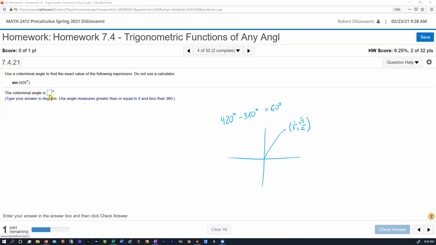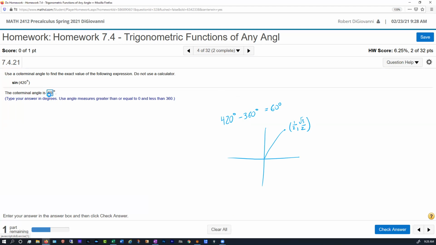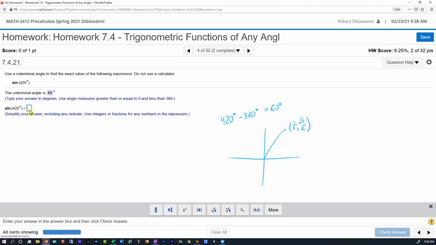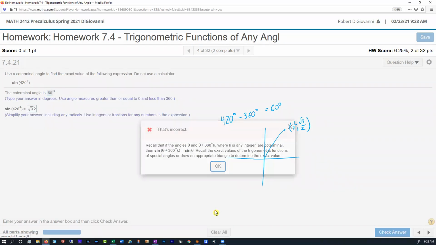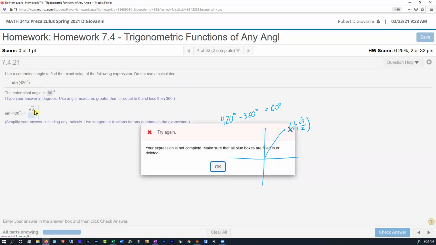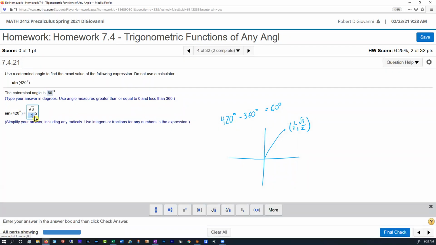Oh, wait a minute. Oh, they just want to know a coterminal angle. Oh, okay. Sorry. That's it. Okay, now they want to know what sine is. All right, so now that's going to be square root of 3 divided by 2. I forgot the division.